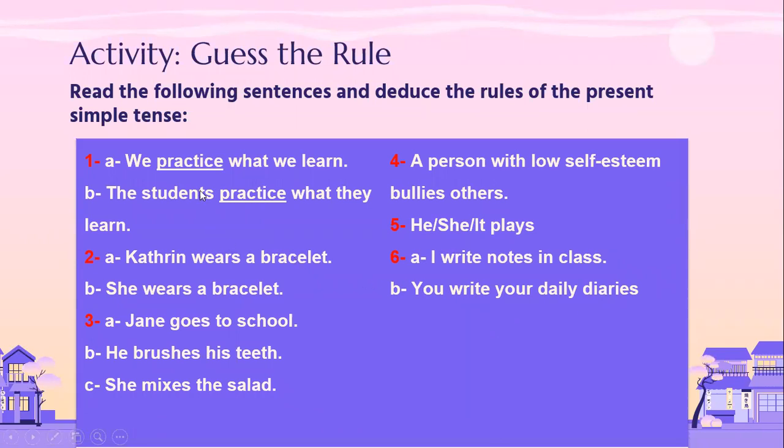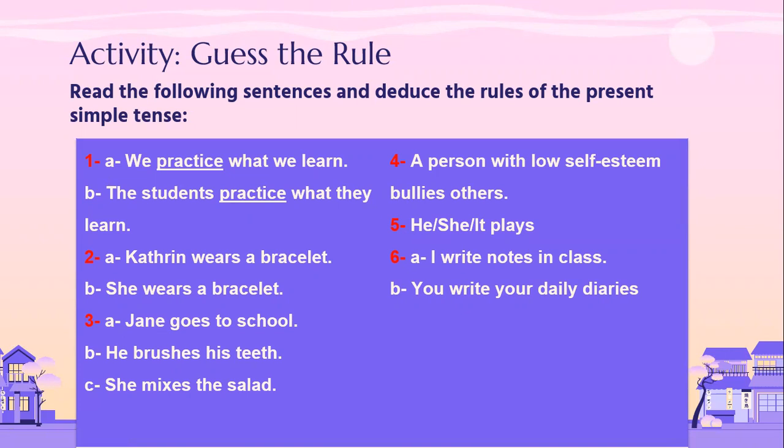Now I want you to look at these sentences. For example, in number 1, you have A and B. So look at these together and compare between them. Number 2, the same. Number 3, between these 3 sentences. 4, 5, 6, 4 and 5 each alone. And 6, look at A and B together. And you have to deduce the rules for the present simple tense. So we have 6 rules. Let's look at the first one together now. If you're an online student, I want you to pause this video and try to think of them on your own. And when you're done, continue the video to find out.